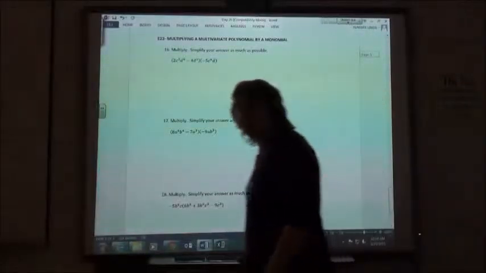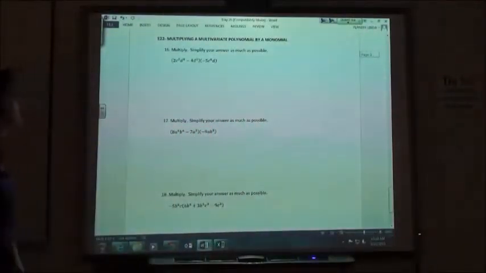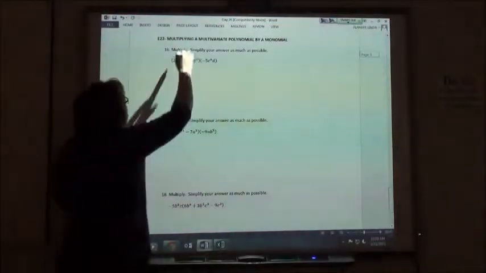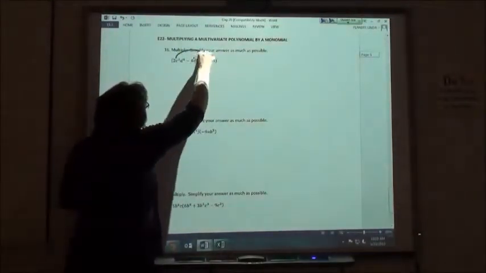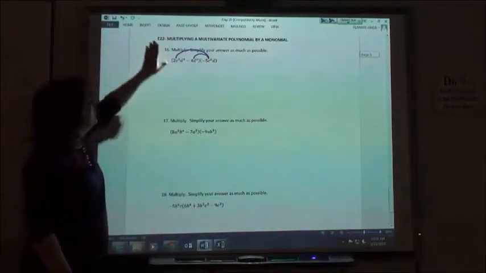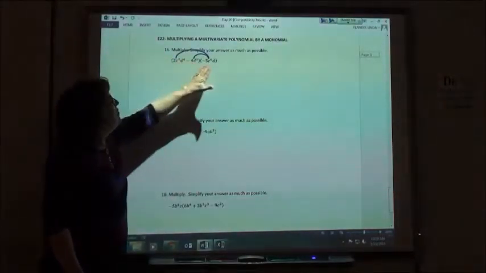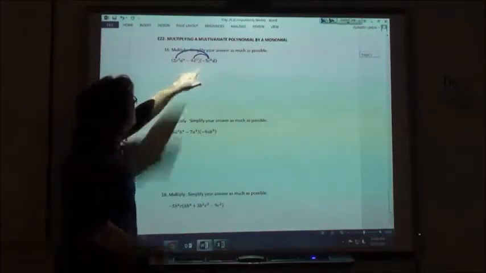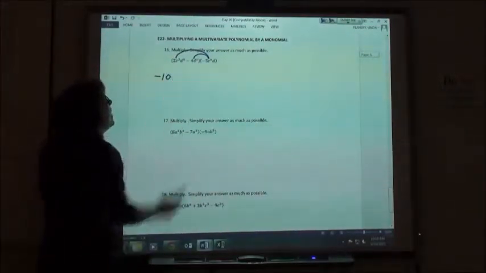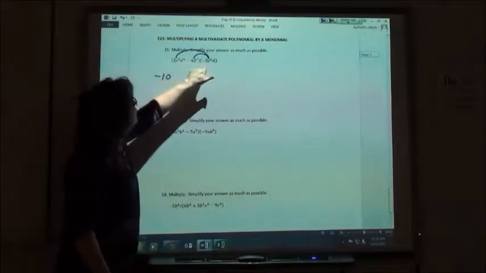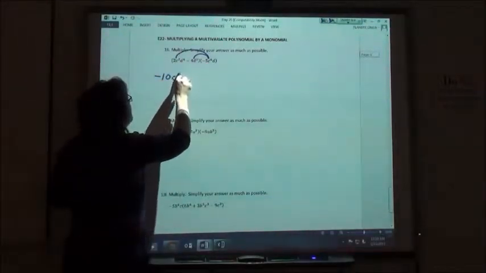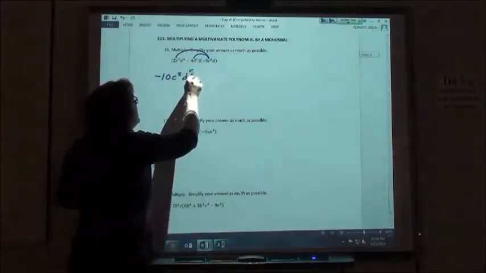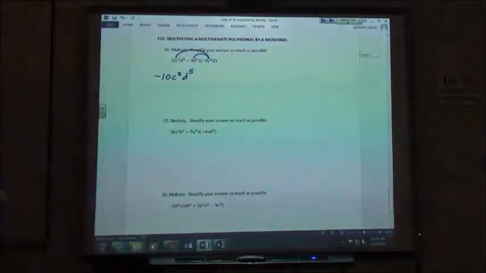Same kind of thing, they just made it a little bit longer and a whole lot more variables in there. If I'm using my distributive property here, I'm going to multiply this times this and that times that. So 2c squared d to the 4th times negative 5c to the 6d. 2 times negative 5 is negative 10. I add my exponents, so I have 2 plus 6 gives me c to the 8th. And then 4 plus 1 would be d to the 5th. And that would be my answer for my first term.